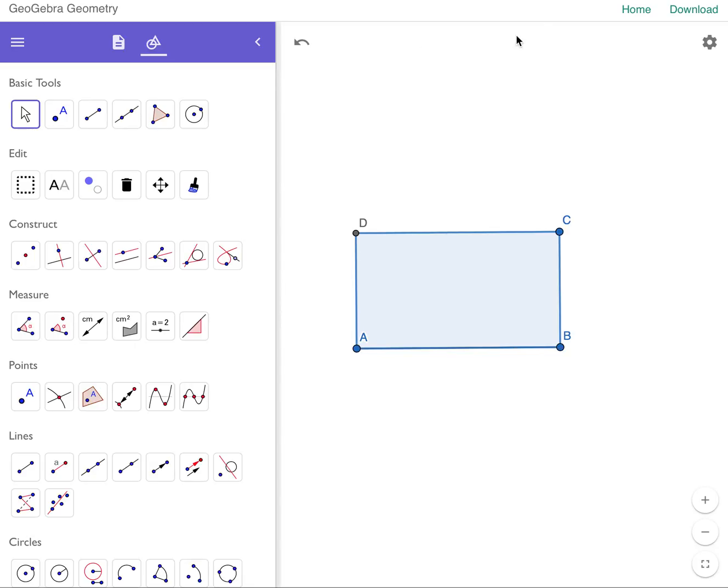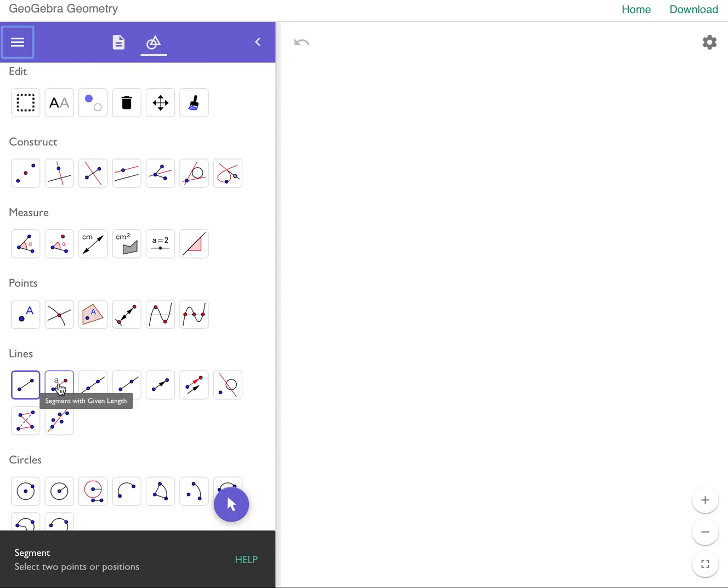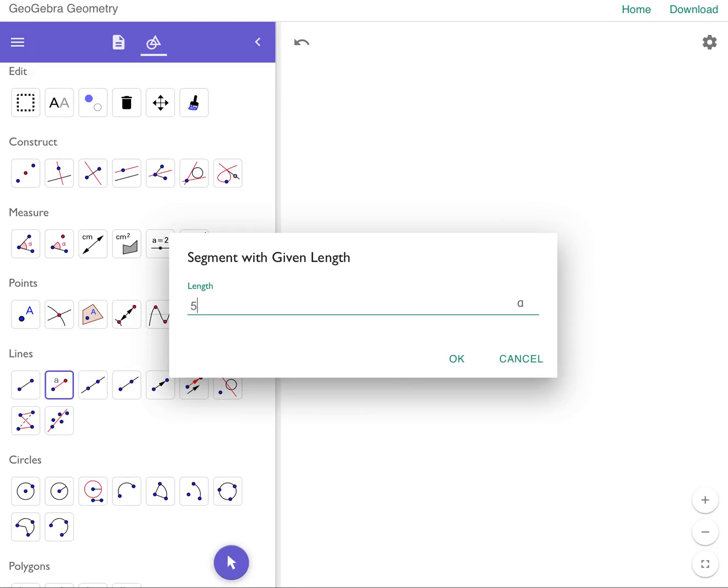Now let's create a square. We're going to start out the same way as the rectangle. We're going to start out with the segment AB. However, one difference is we're going to give it a length. I'm going to make mine 5 units long.